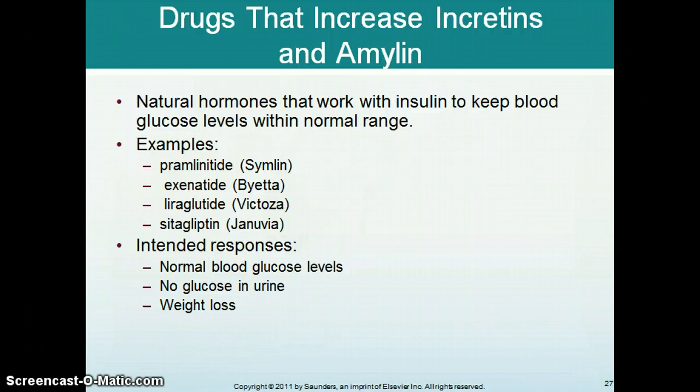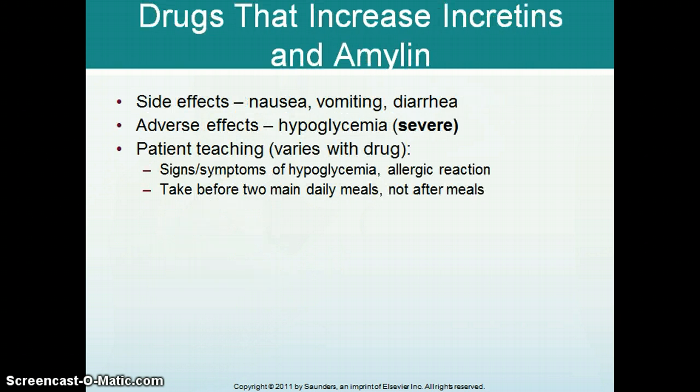The intended responses of these medications are to normalize blood glucose levels, with no glucose detected in the urine, and weight gain. Drugs that increase incretins and amylin have adverse side effects, and side effects include nausea, vomiting, diarrhea. The adverse side effect is hypoglycemia.